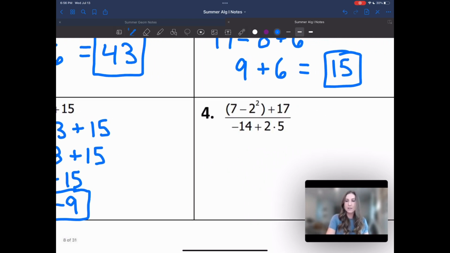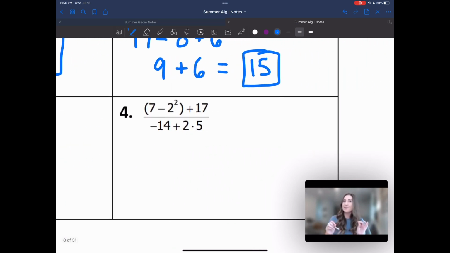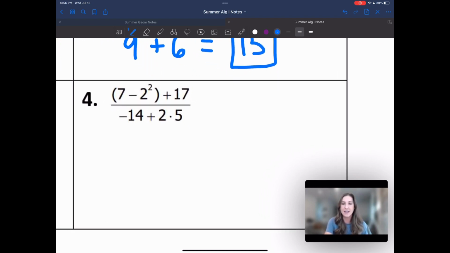Okay, awesome. Let's try this last one. This is a little bit of a bonus one, okay? But if you want to try it, go for it, and let's see how you do.